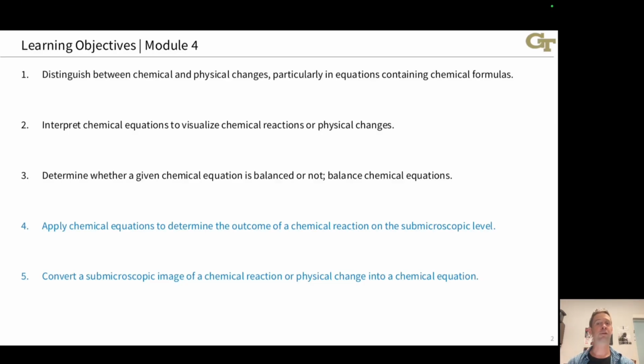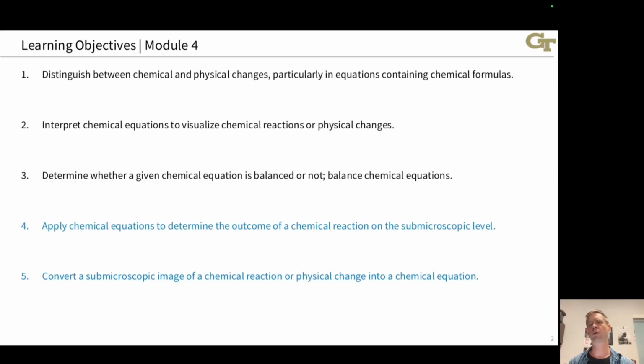We can infer the outcome of the reaction, how many product molecules we get, and whether and how many of each type of reactant molecule is left behind. In this video, we're going to revisit this and then expand on this idea of generating a submicroscopic image of a chemical reaction in our minds.